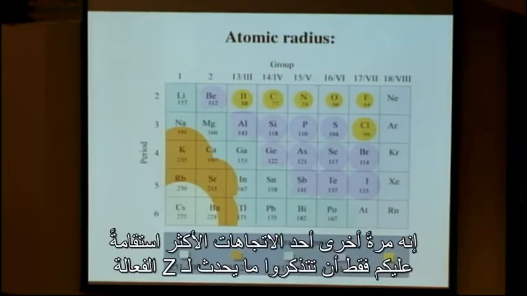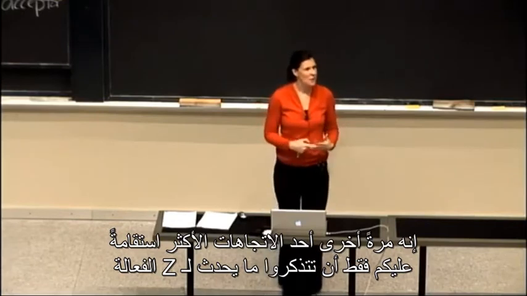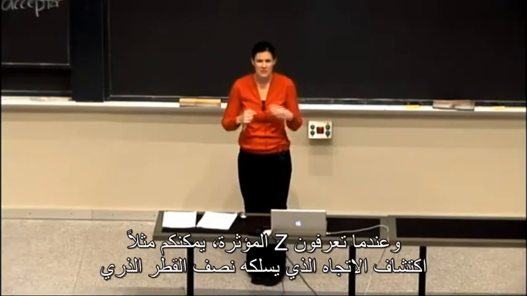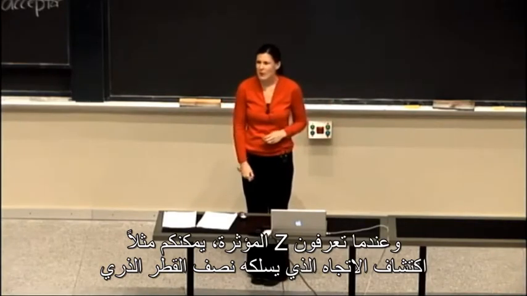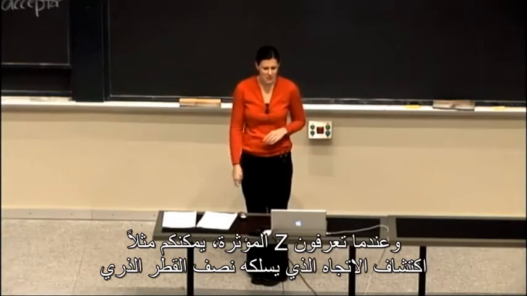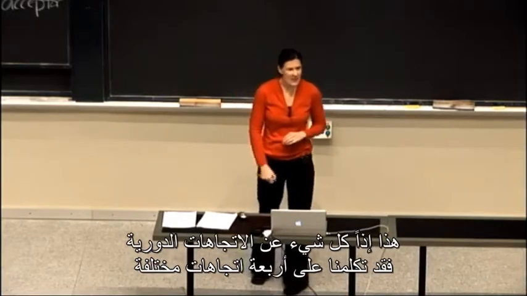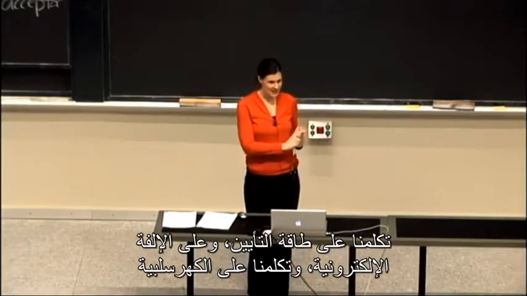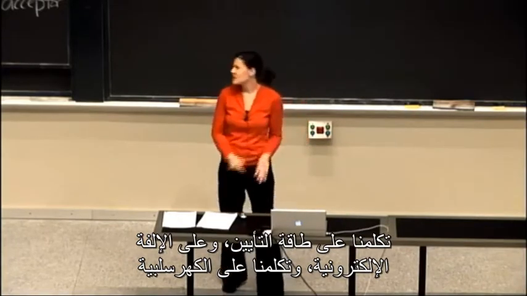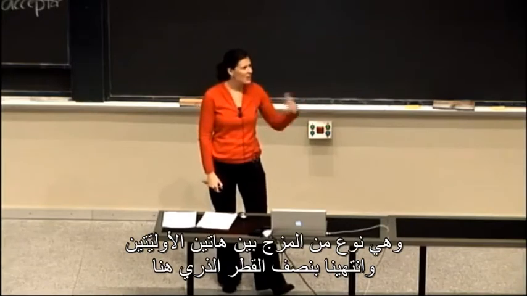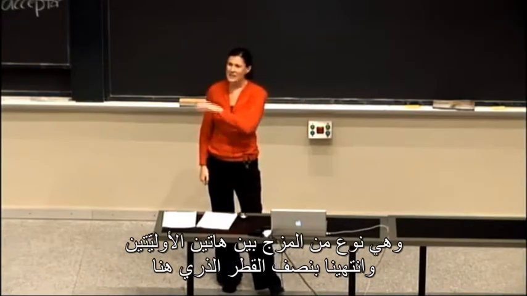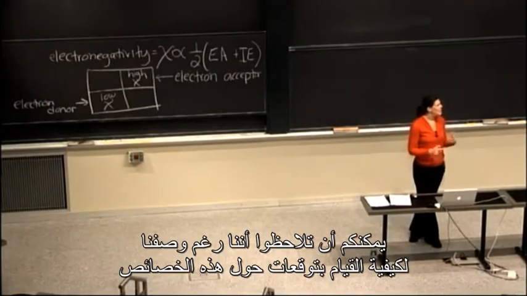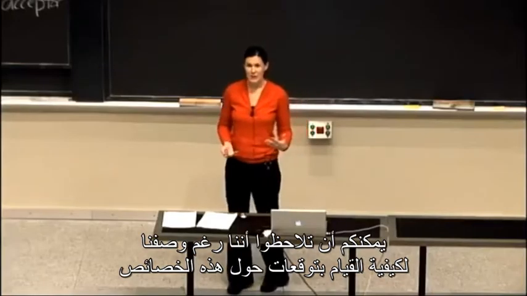So again, this is one of the more straightforward trends. You just need to remember what's happening to Z effective, which really tells us what's happening with all the trends. Once you know Z effective, you can figure out what direction the atomic radius should be going. So that's it for periodic trends. We've talked about four different ones: ionization energy, electron affinity, electronegativity, which is kind of a combination of the first two, and then ended with atomic radius here.